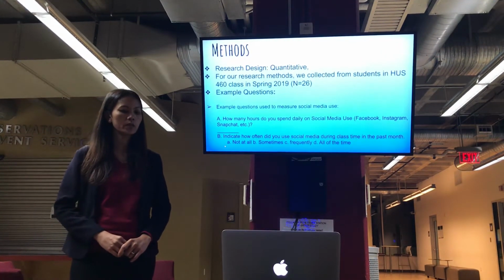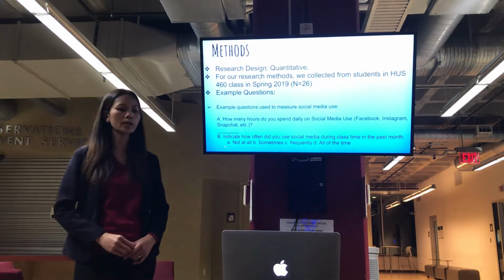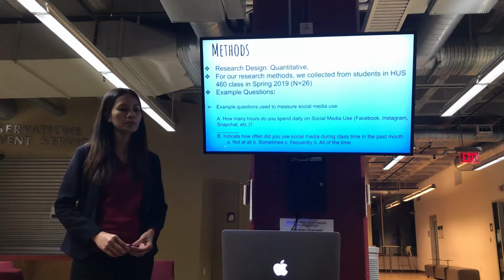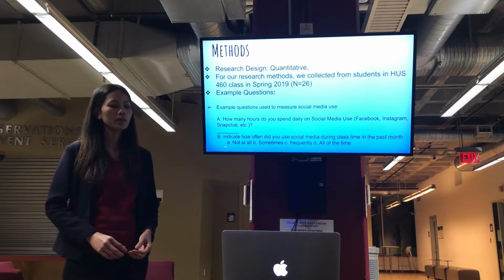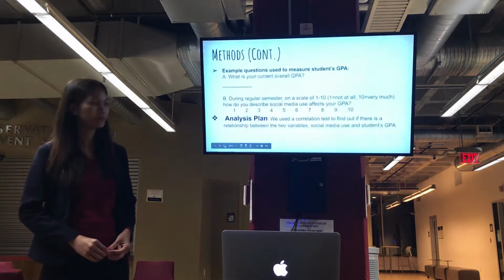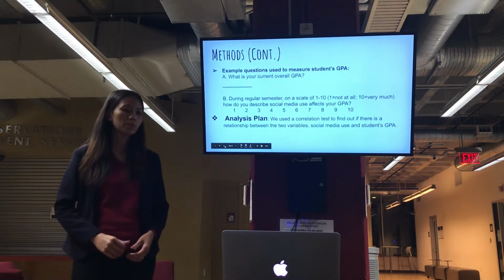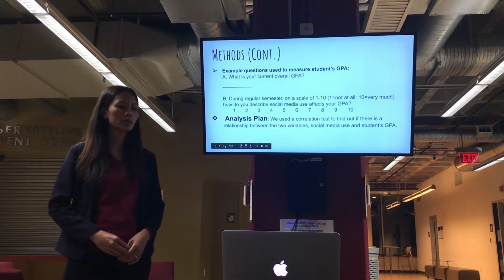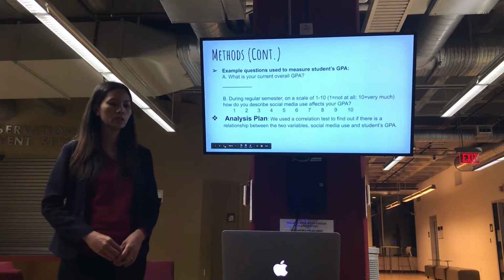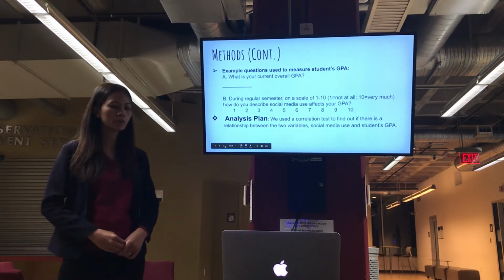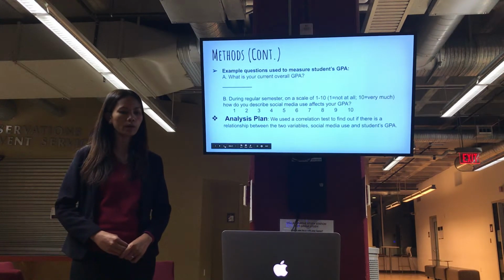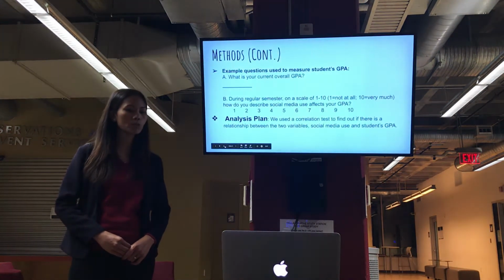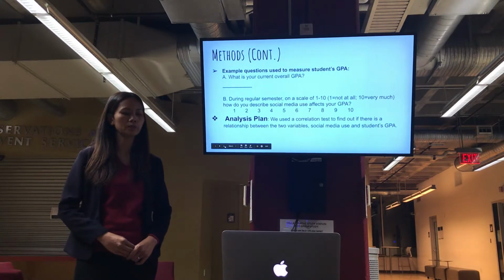Indicate how often you used social media during class time in the past month. A. Not at all. B. Sometimes. C. Frequently. D. All the time. Example questions used to measure student GPA: what is your current overall GPA? During the regular semester, on a scale of 1 to 10, 1 not at all, 10 very much, how do you describe social media use affecting your GPA?